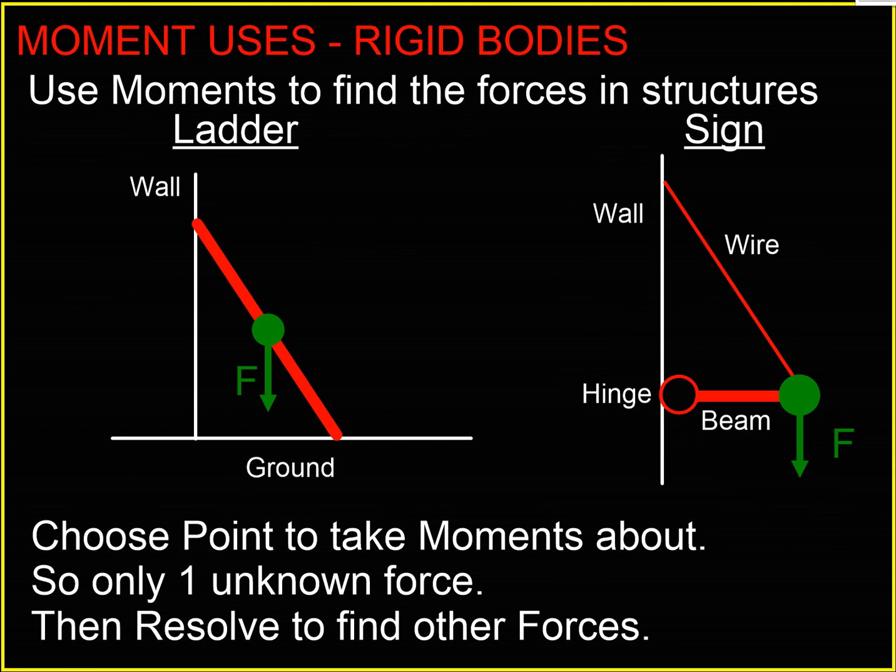So the key bit in all these cases is choosing the point to take moments about. And you want to take moments such that you've only got one unknown force. And once you've found one of the forces, you usually find it's possible to resolve horizontally and vertically to find all the other forces. So there you go. Hope that's of use.